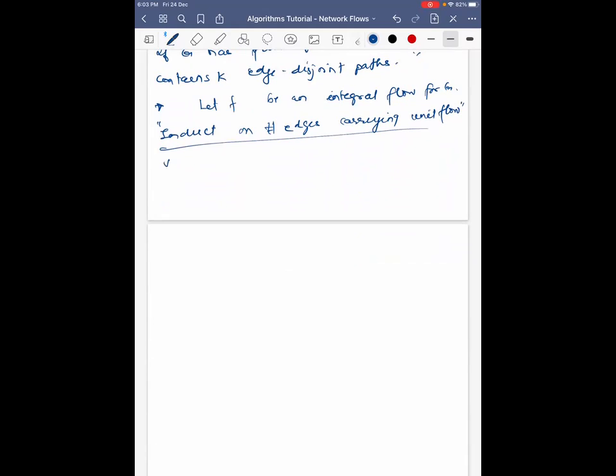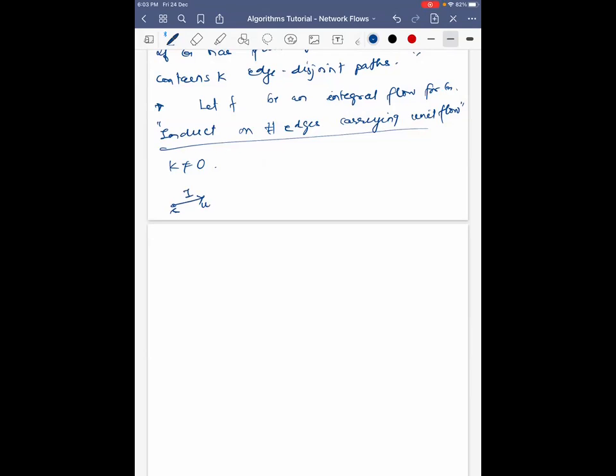So let V be the value of the flow. We have already assumed K to be the value, so let us suppose that K is non-zero. That means there must be at least one edge carrying unit flow which leaves the source vertex. Let's call that edge SU.